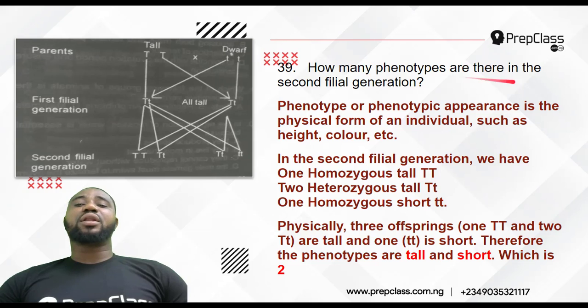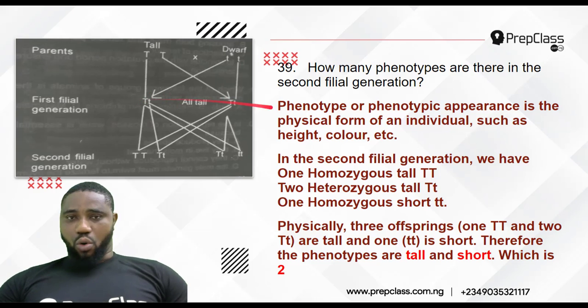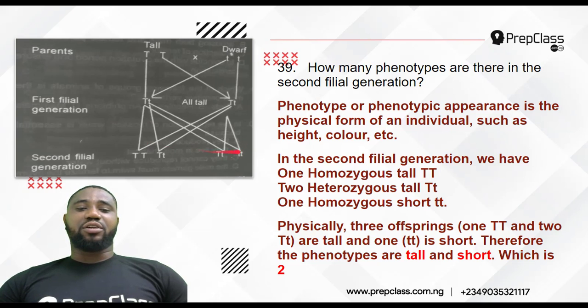But they're asking you how many phenotypes are there. Physically, how many physical types? In this first filial generation, the number of phenotypes here is 1 because they are all tall. But in this second filial generation, the number of phenotypes here is 2 because I can see physically tall and 1 short. So physically, though 3 are tall, 1 is short, but how many phenotypes are there?